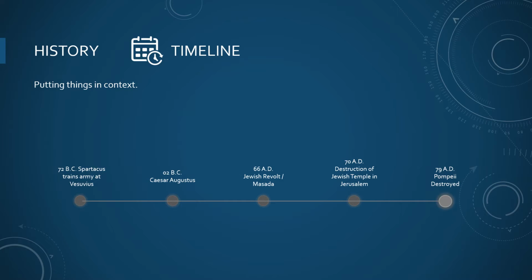In 66 AD, there was the Jewish revolt and the stand at Masada, as we saw in the video. And in 70 AD, the Jewish temple in Jerusalem was destroyed. And 9 years later, we have Pompeii, which is destroyed by Vesuvius. As you can see, the years leading up to it were very eventful for Rome.